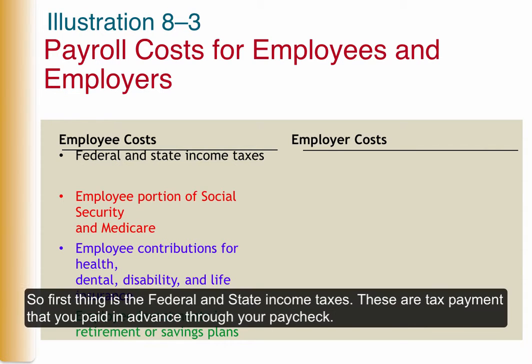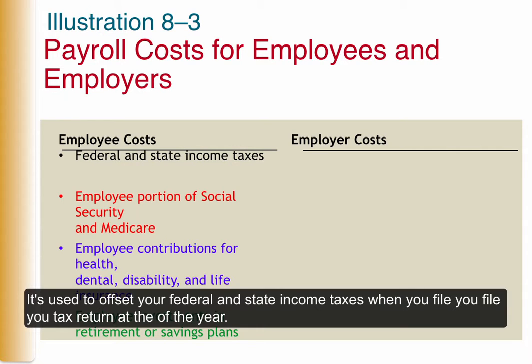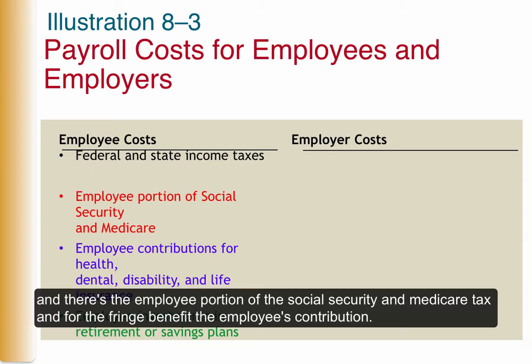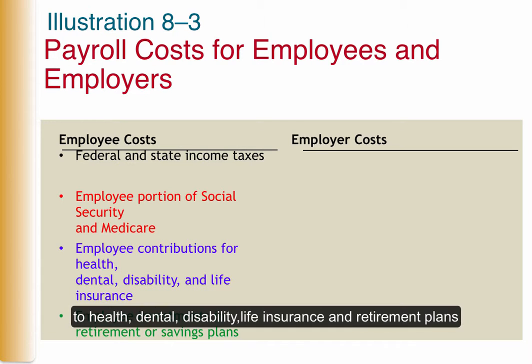So first thing is the federal and state income taxes. These are tax payments that you paid in advance through your paycheck, and it's used to offset your federal and state income taxes when you file your tax returns at the end of the year. And there's the employee's portion of the Social Security and Medicare tax, and for the fringe benefit, employees' contributions to health, dental, disability, life insurance, and retirement plans.